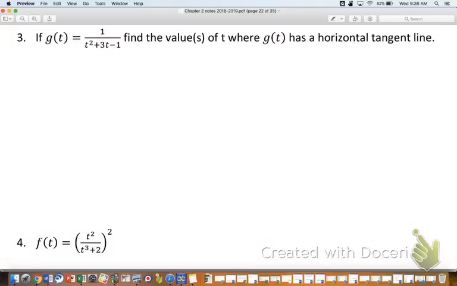Number 3 has some key wordings here. It says, if g of t equals this, find the value or values where g of t, and then the last phrasing is key, has a horizontal tangent line.